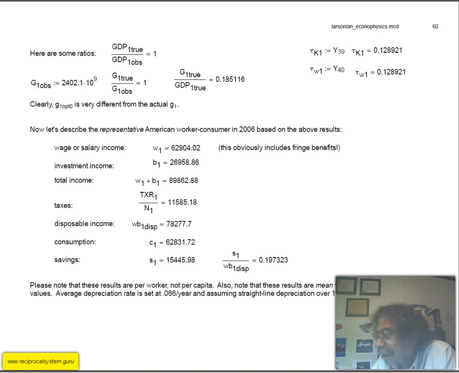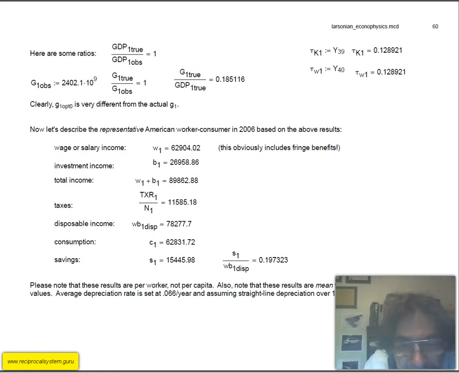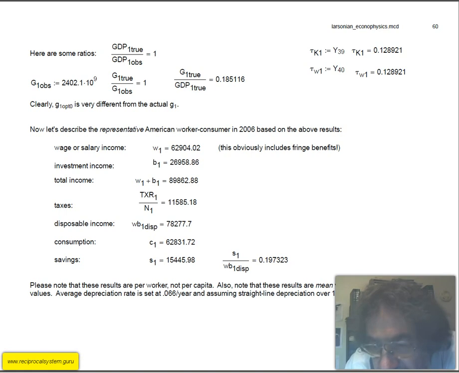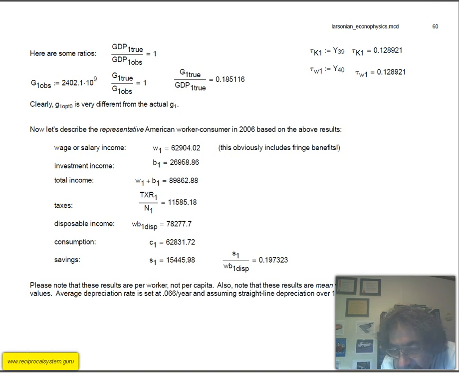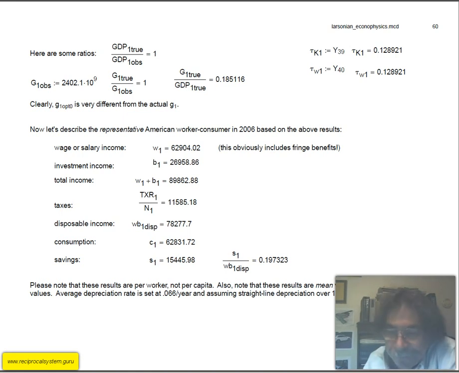I'm going to close this off. All right. So, and that includes Social Security, obviously. Please note that these results are per worker, not per capita. Per worker. So just keep that in mind, not per capita. Also note that these results are mean values, not median values. Average depreciation rate is set to 0.066 per year, 6.6% per year, assuming straight line depreciation over 15 years. It's just a basic average.